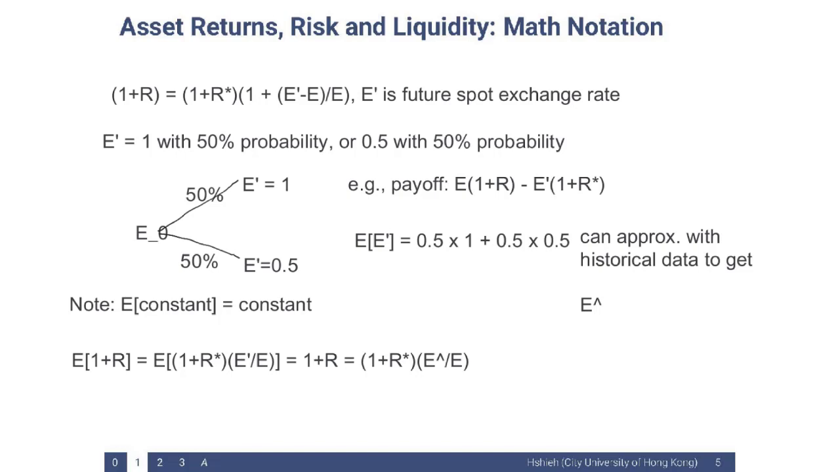If you're risk neutral and you only care about averages, then you can simply take the average of this equation, correct? So how do you take the average? You just take the expected value. You don't need to know the actual distribution for now, right? In fact, we know from statistics that you can approximate the average using historical data.